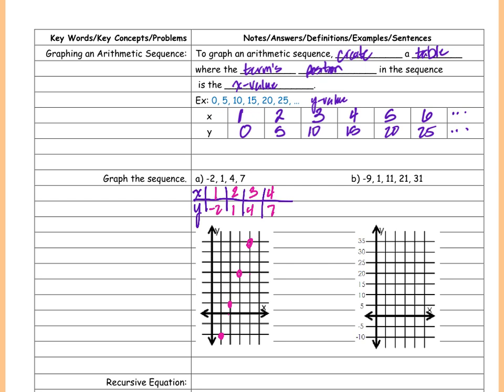I can't connect it with a line because my sequence doesn't tell me it's all the points in between. So I just have to have these points and these points only, so it's a discrete graph. And that's it. Done. That's all I'm going to do.